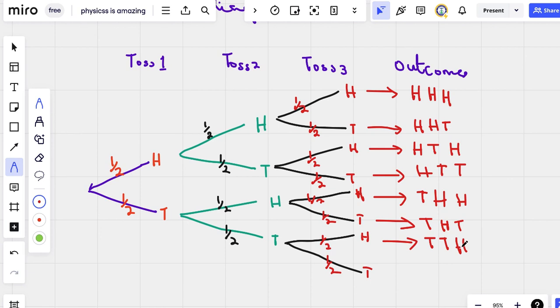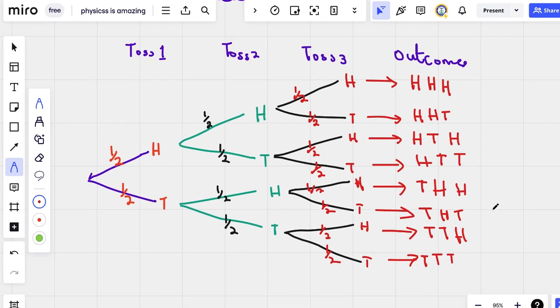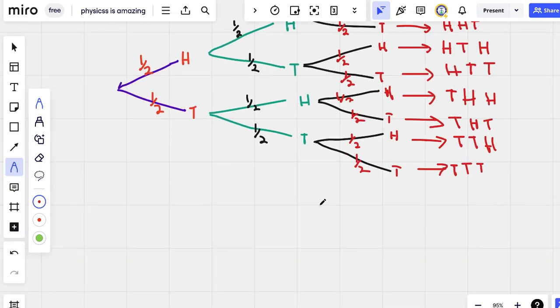And then we have the last one, which is tail, tail, tail. So this is what they asked us to show using a tree diagram. Tail, tail, tail. These are all the possible outcomes using a tree diagram. Is that okay?